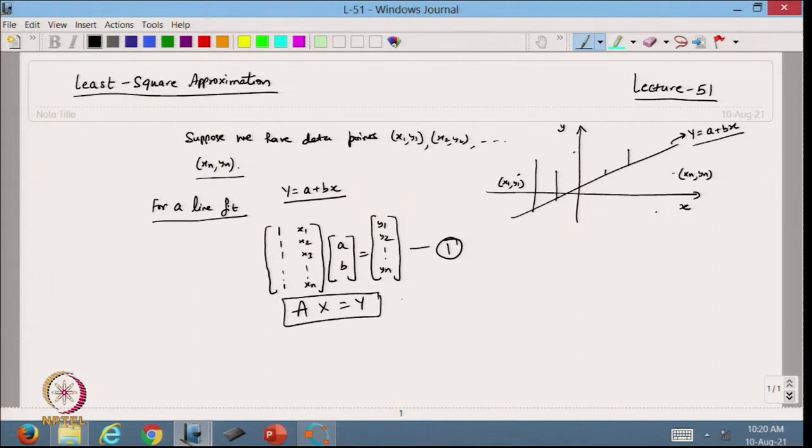We also found that this system is inconsistent, and then we talked about the projection matrix P, which is A transpose A inverse A transpose. This is my projection matrix, which projects, or maybe I should take this as b. The rank of A is 2 because both the columns are linearly independent. And then we took the projections.